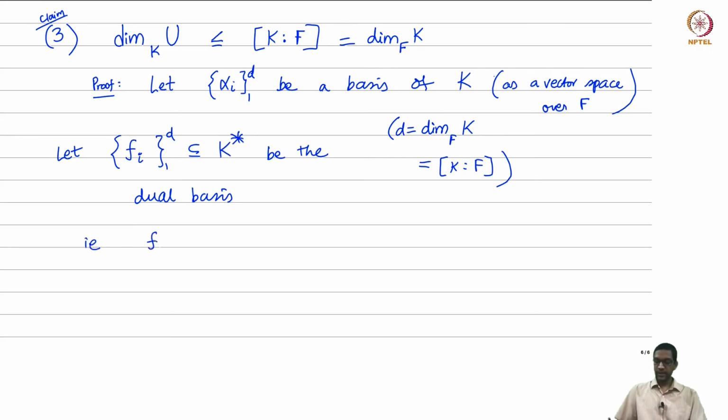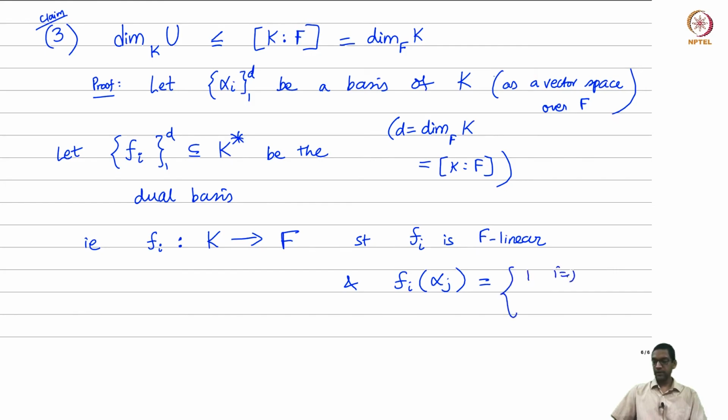So what are the Fi's? The Fi's are linear functionals on K. In other words, they are maps from K to the base field, right? The field, remember, is F here. So Fi's are maps from K to F, and they are linear, such that Fi is F linear, and Fi evaluated on the basis elements alpha j gives me 1 or 0. This is 1 if i equals j, 0 if i is not equal to j. So this is what we call the dual basis corresponding to a given basis alpha.